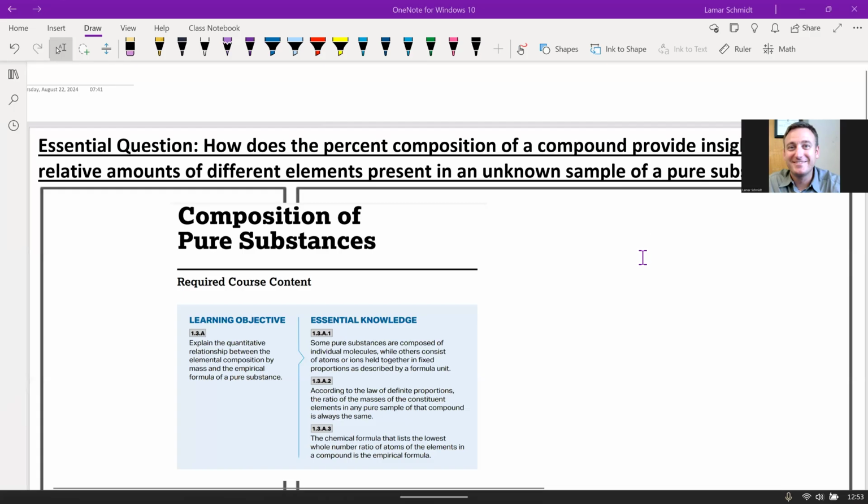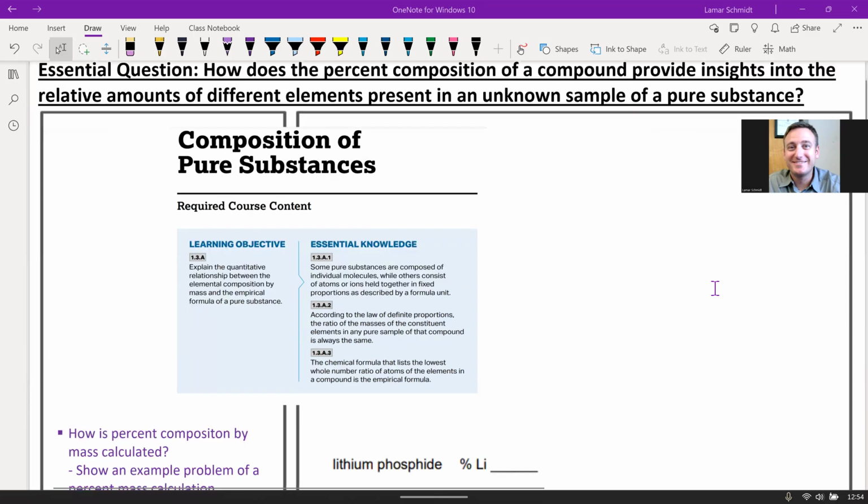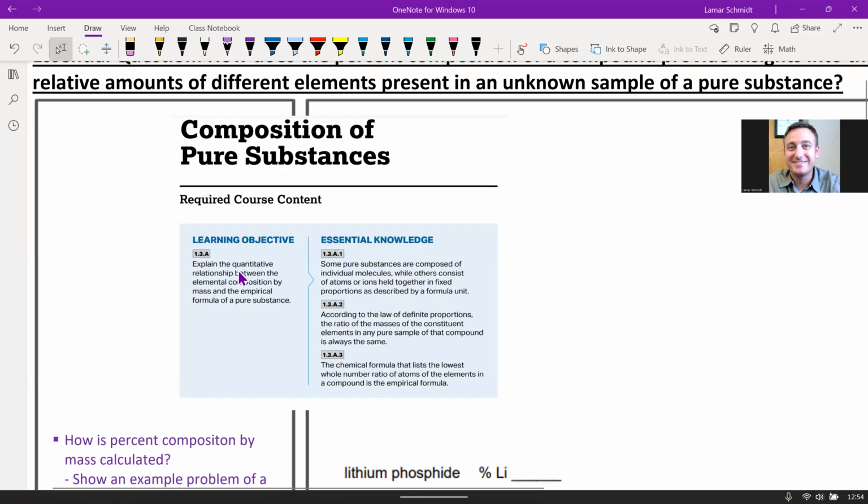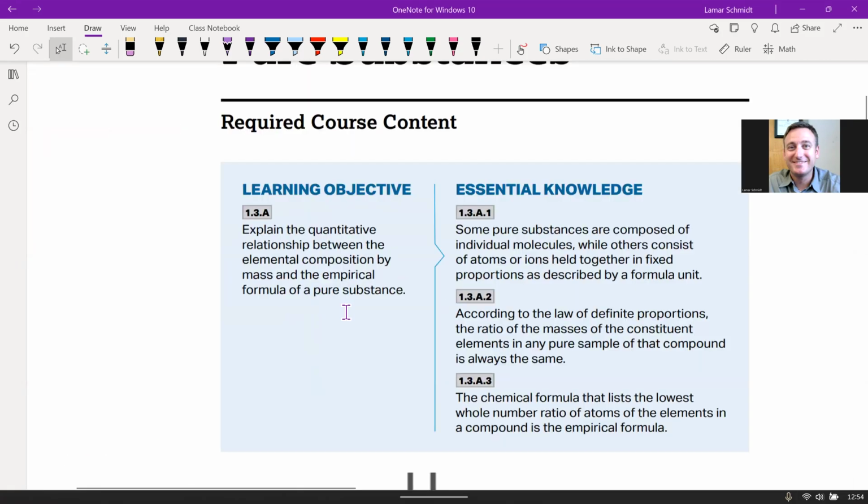We are on Unit 1.4, and on Unit 1.4, we are looking at composition of pure substances. You see that term, pure substances. And so that means it is made up of one form, all right? So our learning objective here is to explain the quantitative relationship between the elemental composition by mass and the empirical formula of a pure substance.